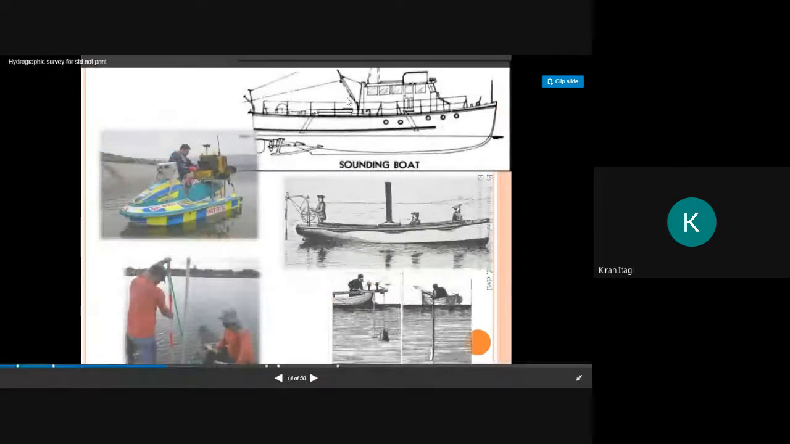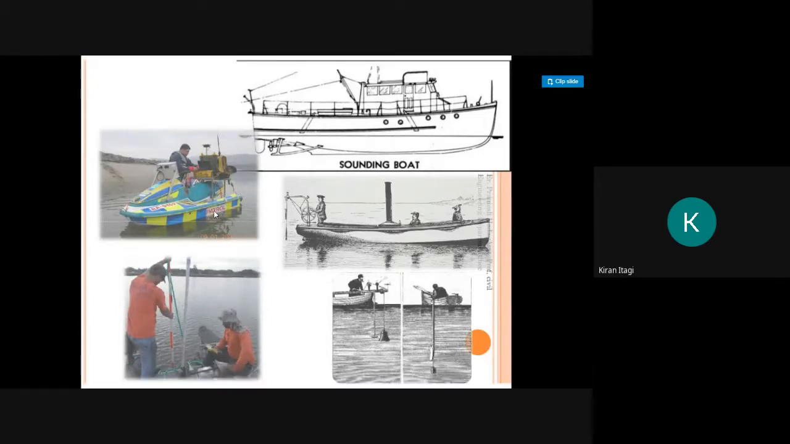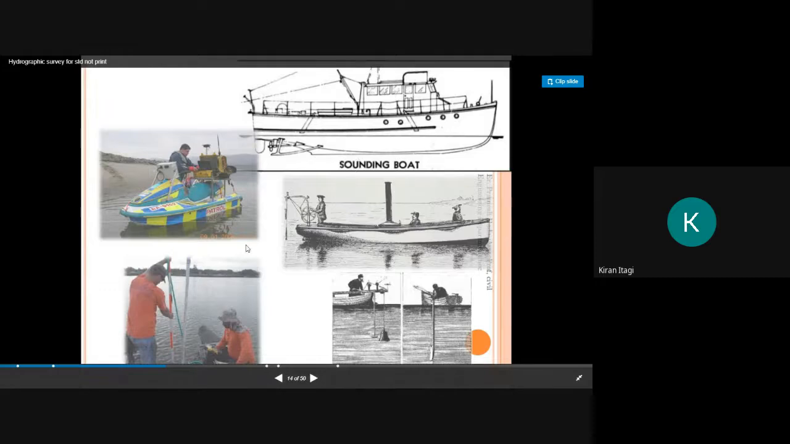So here you can see this is a sounding boat. Here you can see it is a flat-bottomed one. The boat is used if the water is quiet. If not, it will use the round bottom.